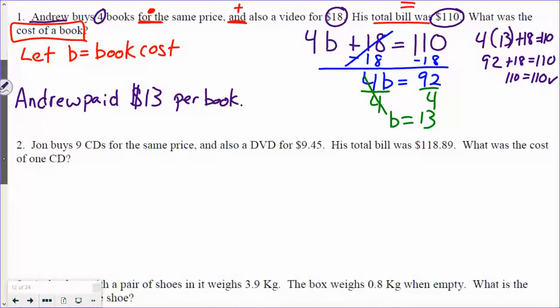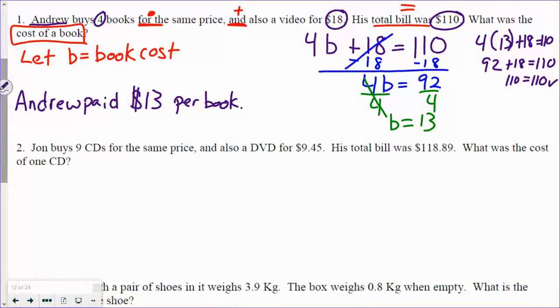A quick and short but complete sentence restating how much each book cost. All right, so let's go down to number 2. John buys 9 CDs for the same price, and also a DVD for $9.45. His total bill was $118.89. If he's buying the CDs for the same price, that is multiplication. The word and means we are adding. Total bill is your equal sign.